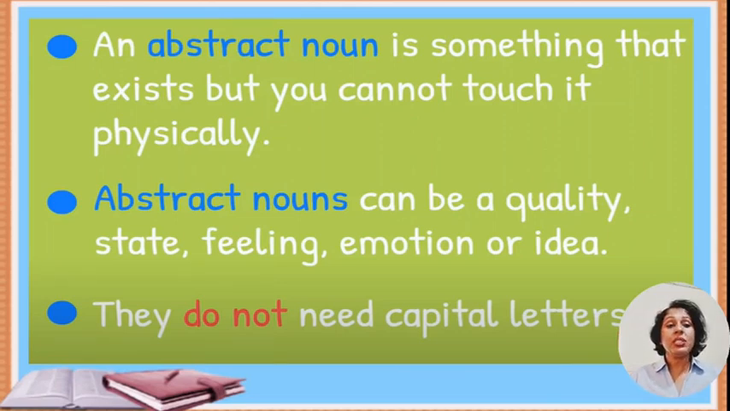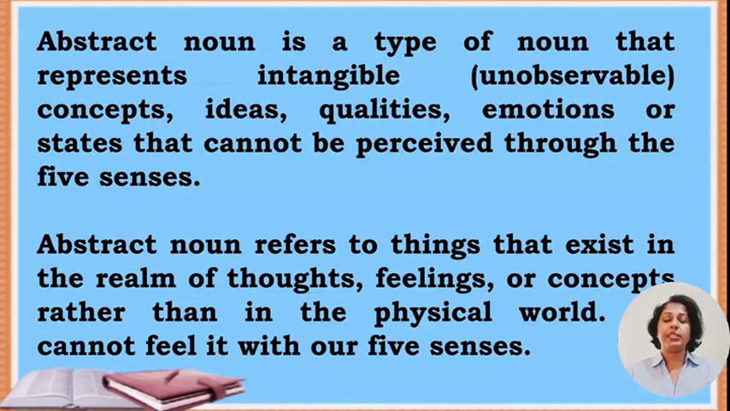So an abstract noun is something that exists but you cannot touch it physically. It can be quality, state, feeling, emotion, idea or characteristics. Abstract nouns do not need capital letters. So an abstract noun is a type of noun that represents intangible, that is unobservable concepts, ideas, qualities, emotions or states that cannot be perceived through our 5 sense organs.